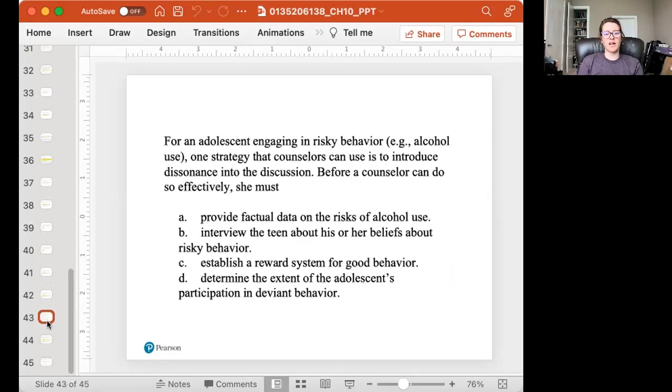And last question. For an adolescent engaging in risky behavior, alcohol use, for example, one strategy that counselors can use is to introduce dissonance into the discussion. Before a counselor can do so effectively, she must provide factual data on the risks of alcohol use, interview the teen about his or her beliefs about risky behavior, establish a reward system for good behavior, or determine the extent of the adolescent's participation in deviant behavior. B, interview the teen about his or her beliefs about risky behavior.